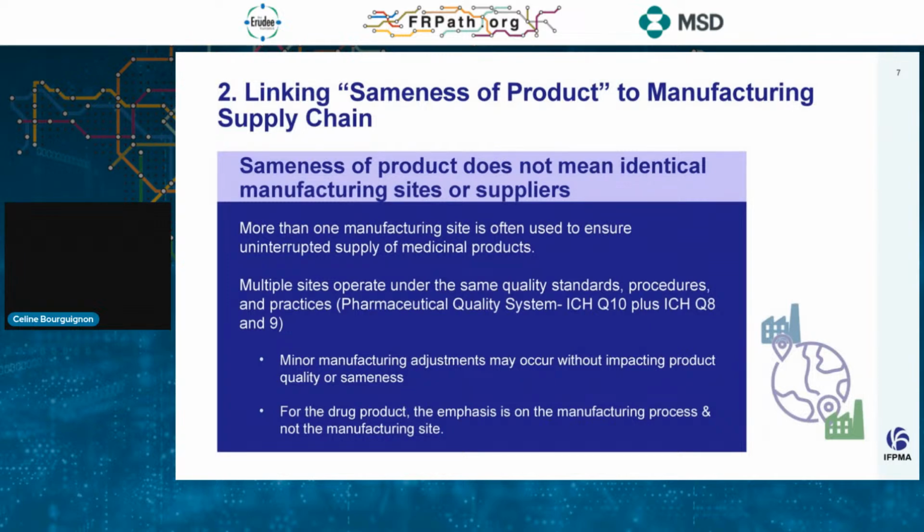If I'm going to the second topic for discussion, linking sameness of products to manufacturing and supply chain. Sameness of product doesn't necessarily mean identical manufacturing sites or suppliers. Generally, as a multinational company, there is more than one manufacturing site being used to ensure there is an uninterrupted supply of medicinal product. Our multiple sites are operating under the same quality standards, procedures and practices. There might be minor manufacturing adjustments, but they should be documented and they shouldn't impact product quality or sameness. And for the drug products, the emphasis is on controlling your manufacturing process, not on the site.